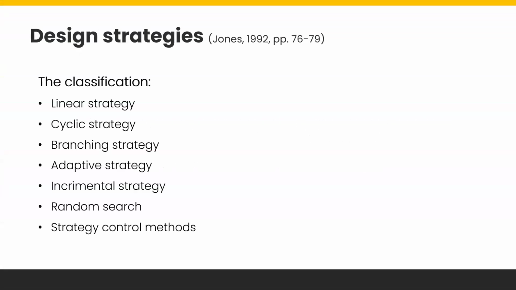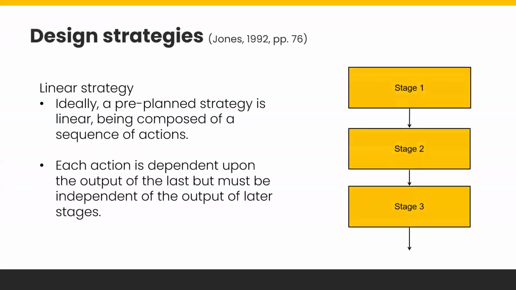So this is the strategy that Jones listed: linear strategy, cyclic strategy, branching, adaptive, incremental, random, and strategy control method. Next. Linear meaning, ideally, a pre-planned strategy is linear, so it's a sequence of actions. Okay, next.